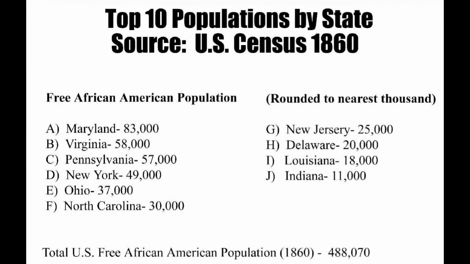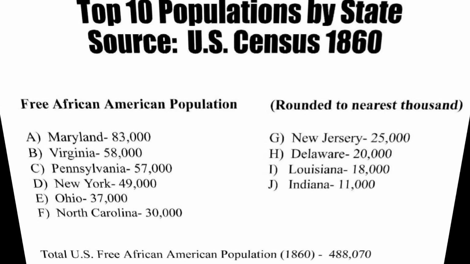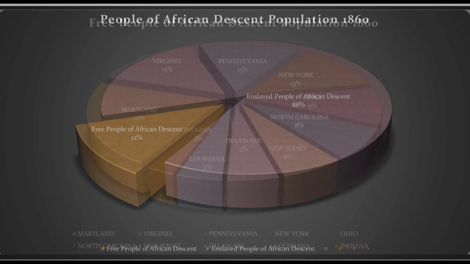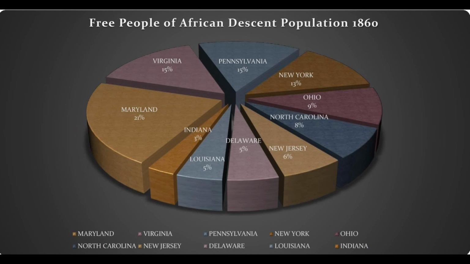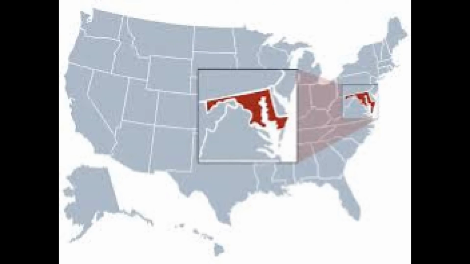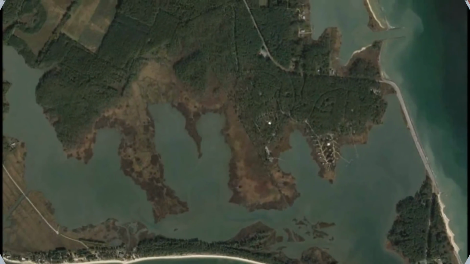It is interesting to note as a teacher, many students, especially younger students, don't realize the large number of free people of African descent living in the United States on the eve of the American Civil War. And again, it's interesting to look at the map. Maryland has the largest free African American population at that time of 83,000. We will be talking about some other points.